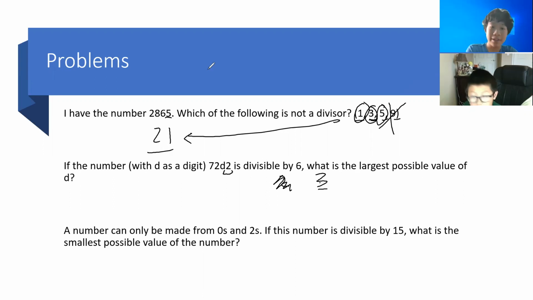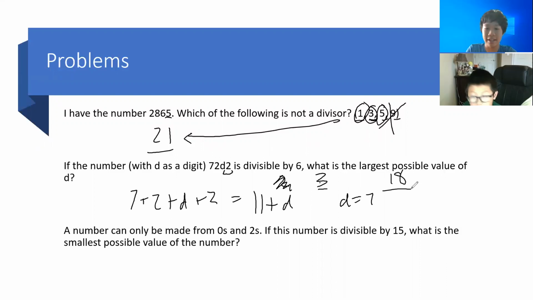Well, the rule for 3 is that we add all the digits together. So 7 plus 2 plus d plus 2 has to be a multiple of 3. So this is going to equal 7 plus 2 is 9, plus 2, 11, plus d. So 11 plus d is going to be a multiple of 3. Well, now I can just test numbers because there's not going to be that many. So we're going to find that d must equal 7, which will make 11 plus d equal 18. And that's going to give the largest value of d.